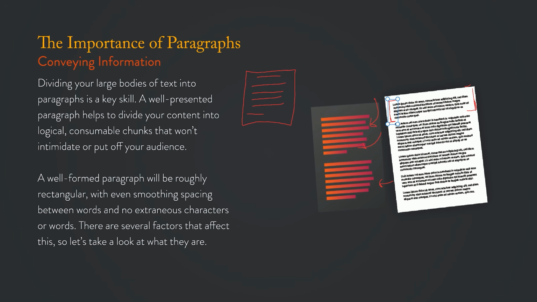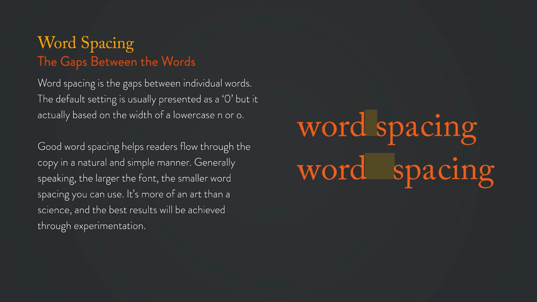There are several factors that affect whether or not it's going to be a square or roughly rectangular. So let's take a look at what those are so that we can either avoid or not avoid them based on our preference. So word spacing, the gaps between the words. Usually you just hit the space bar and there you go. That's your gap, right? But there's more to it than that. The default setting is usually presented as 0. So when you've got a sliding scale in Illustrator, it's going to be at 0 and that's going to be default.